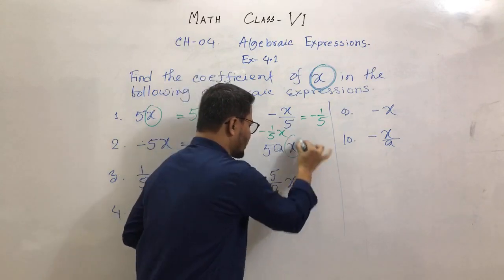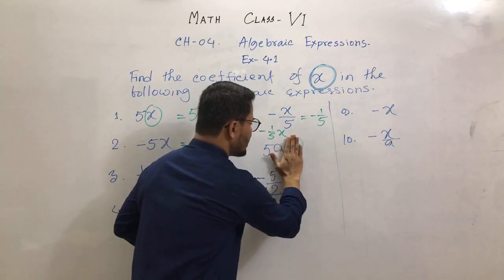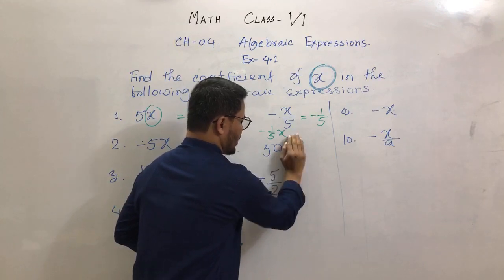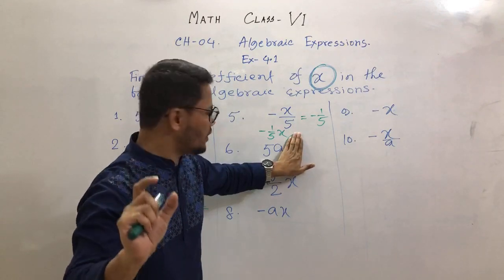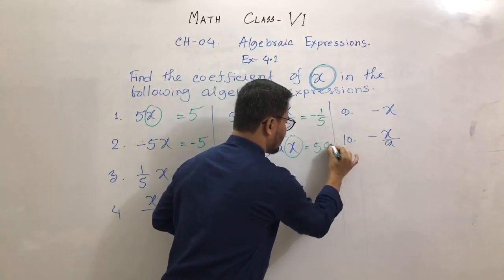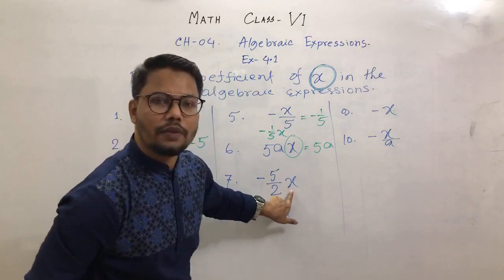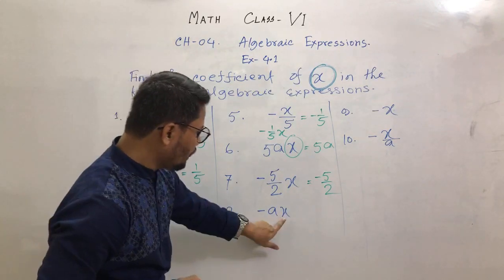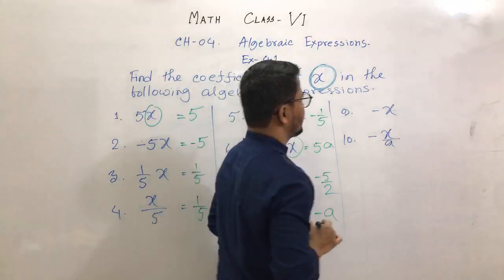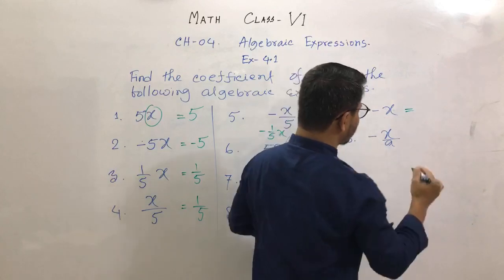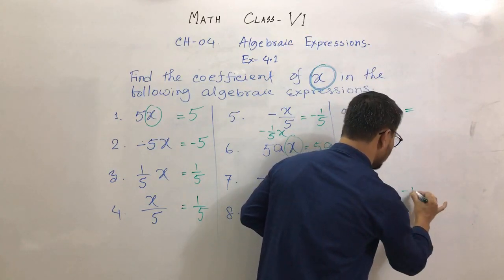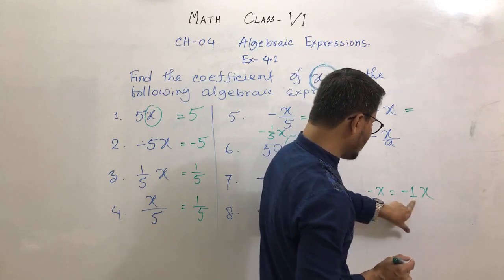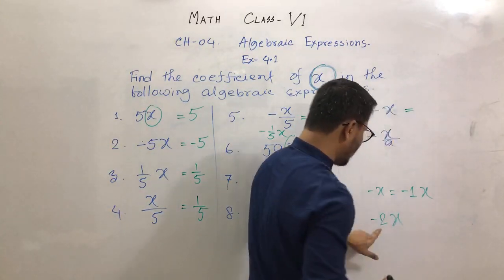Now, the coefficient of x: if we hide here x, the remaining part is 5a, that is 5a times x. So the coefficient will be 5a. Here, like the previous one, this is minus 5 by 2. Here the coefficient of x equals minus a. Here this is minus x, like minus 1 times x. This is the invisible 1 times. If we write twice x, that means 2 times.